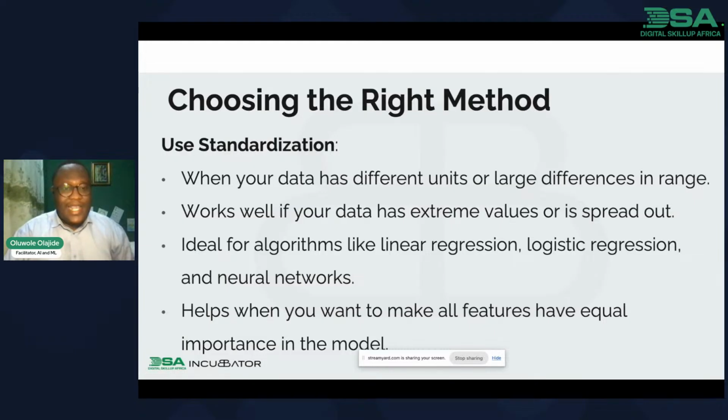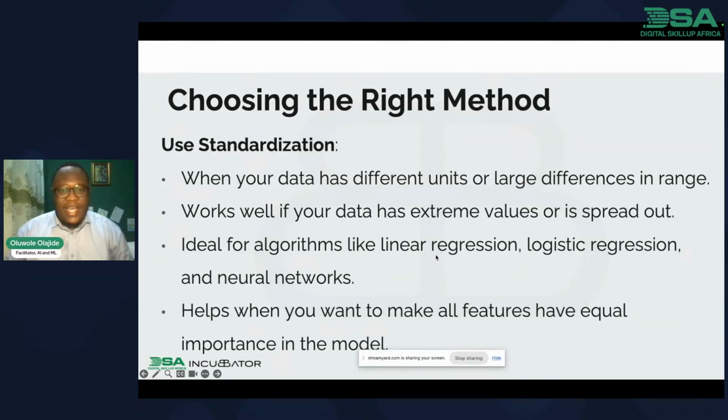All right. Then your standardization, when your data has different units or large differences in range, works well if your data has extreme values. Even when the outlier is extreme, it will still work. It's for algorithms such as linear regression, logistic regression, and also works with neural networks. But I usually tell people, use standardization for numerical data, use normalization for images. Your life becomes easier. It helps you when you want to make all features have equal importance in the model.